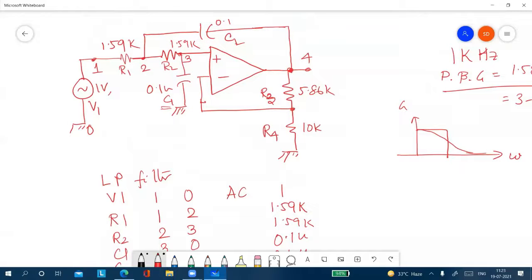Now the op amp. So look at the op amp. Here the supply is given from 3, and the output is taken from 4.